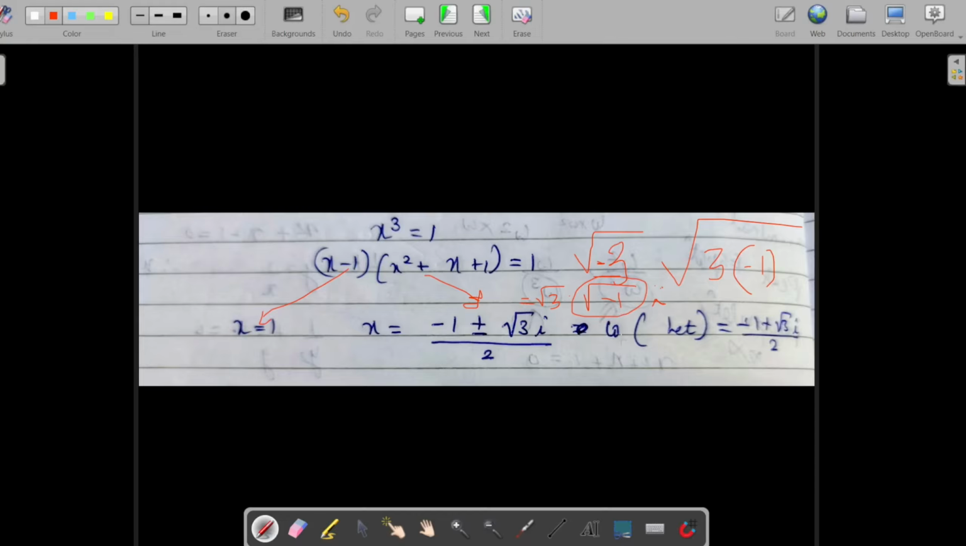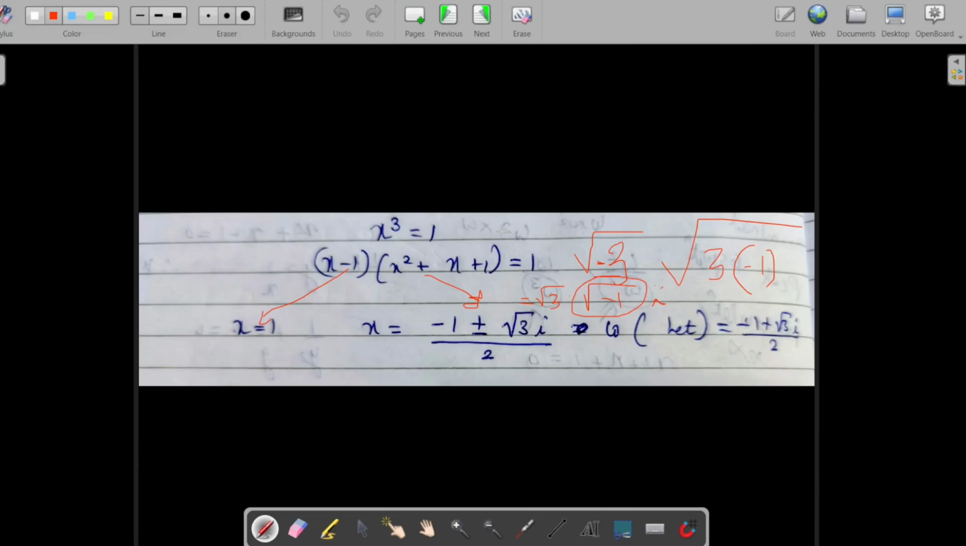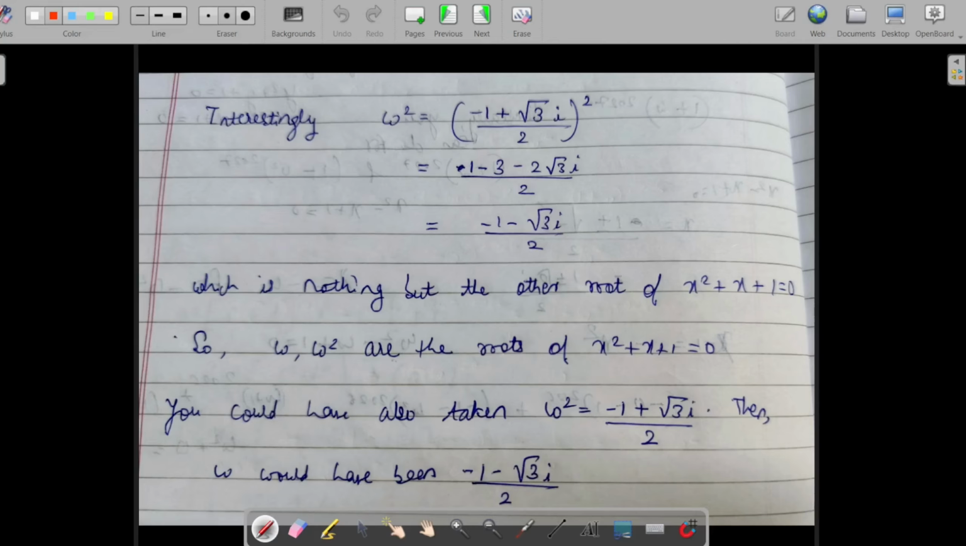Now we assume that omega is minus 1 plus under root 3 i by 2. That is, let us assume that one of the roots is, when we take the positive sign, minus 1 plus root 3 i upon 2. You can call it any variable, but the standard notation is to call it omega. So let omega be minus 1 plus under root 3i by 2. Let it be the first root. Now interestingly, when you square this root, omega square, you observe that it becomes the second root, minus 1 minus root 3i by 2. When you square this, you will observe that this is the second root.